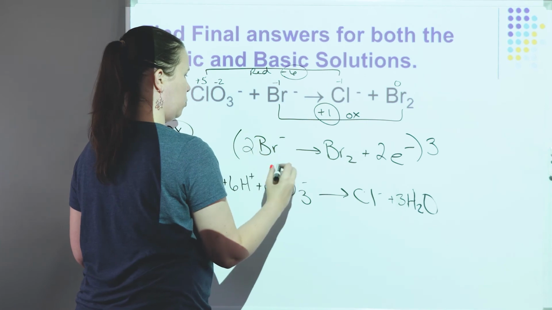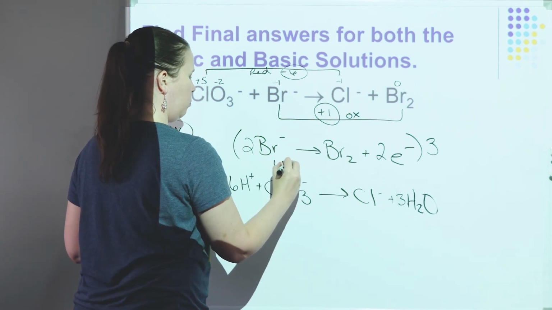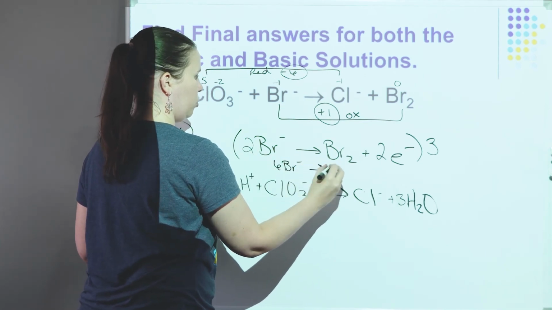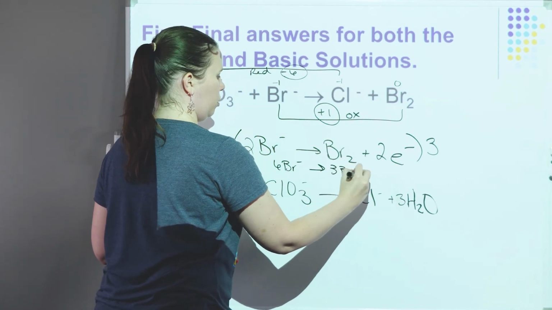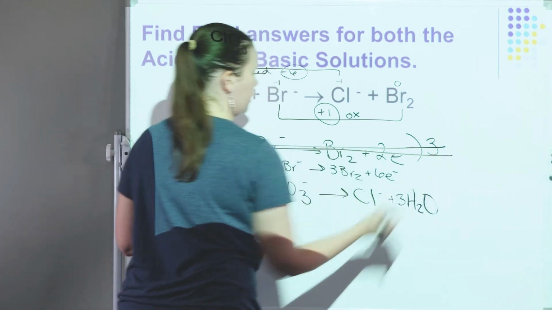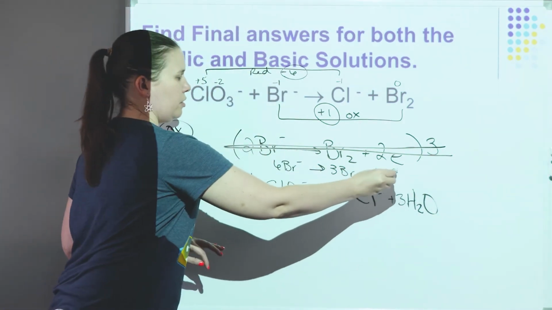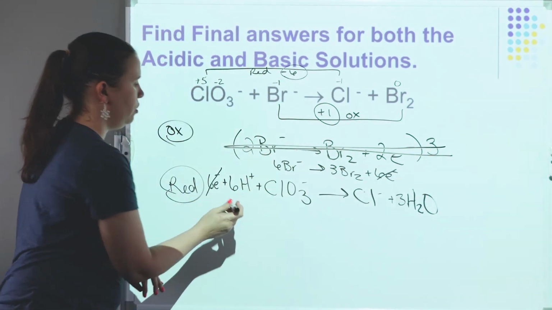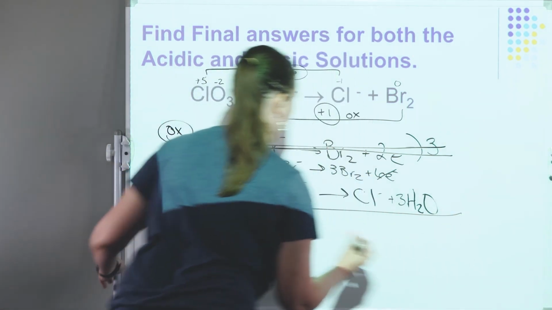So 3 times 2 is 6 bromine ions producing 3 bromine molecules and 6 electrons. And that'll do it for the top equation. In this case, only the electrons cancel. So now I can start combining everything.